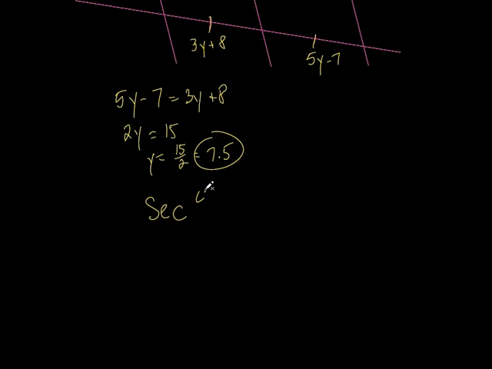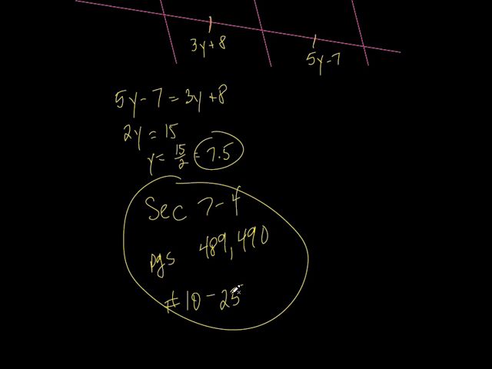So, section 7.4. We're doing pages 489, 490. Let's go 10 to 15. Let's go to 25. Okay? There it is, right there. All right, 489, 490. Let's go 10 to 25.